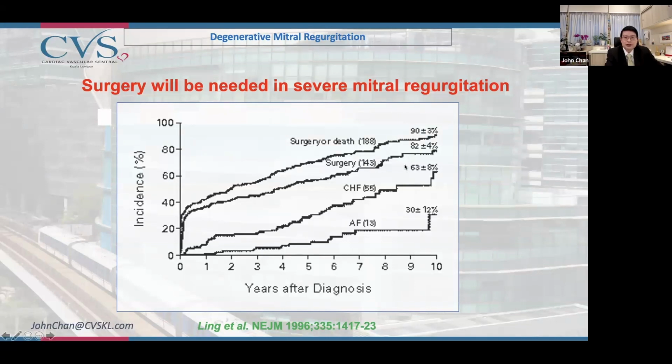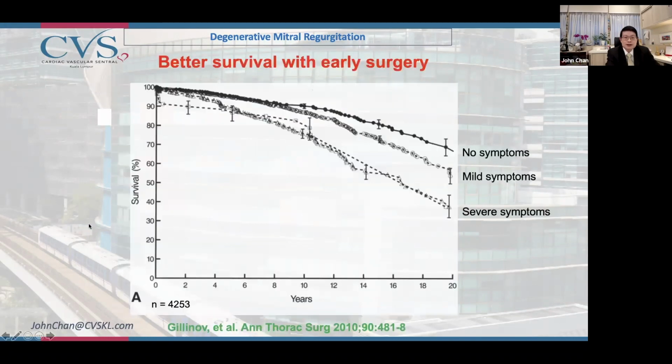80% of the patients would have needed surgery, and 90% of the patients would have either died or needed surgery. So in other words, this is a condition in which surgery will be needed within 10 years. Because it is a mechanical problem, medication has only a limited role in terms of treating this condition. But we now know that the earlier we do surgery, the better the survival for the patient, the longer the patient will live if we do the surgery earlier.